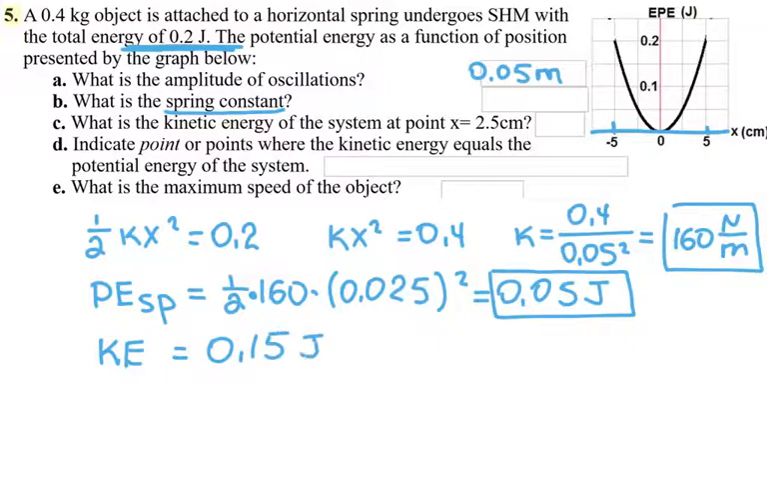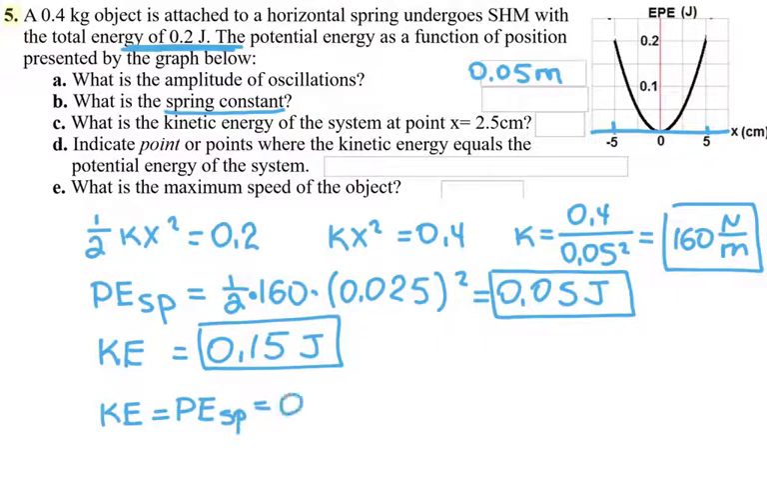0.15 joules of energy. And then for the D part, they say indicate point or points where the kinetic energy equals the potential energy of the system. So if the total energy of the system is 0.2, then the kinetic energy is equal to the potential energy of the spring when both of them are 0.1 joule. And they ask me where exactly that will happen.